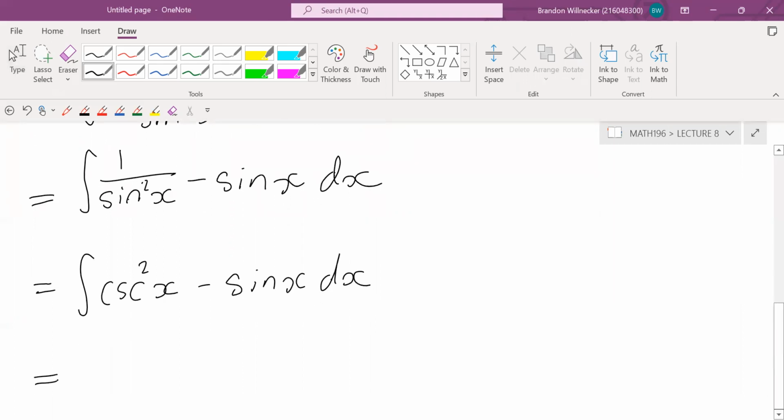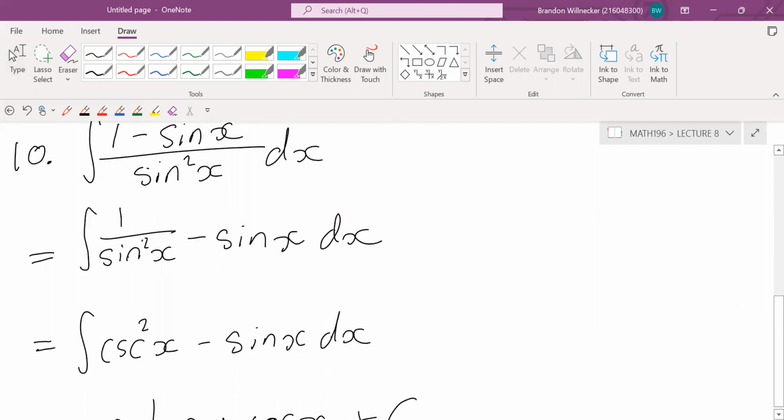Now, each of these can be done quite easily. The integral of cosec squared of x is going to be minus cotan of x. And the integral of sine x is going to be minus cosine x. But we've already got a minus there, so it's going to be plus cosine x. And don't forget the plus c.